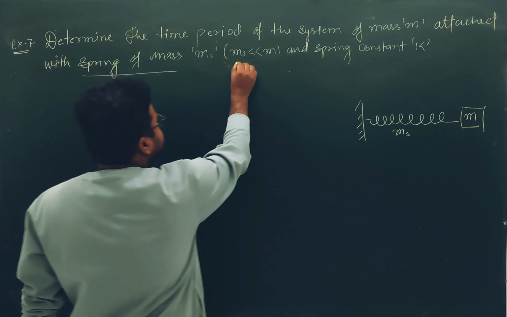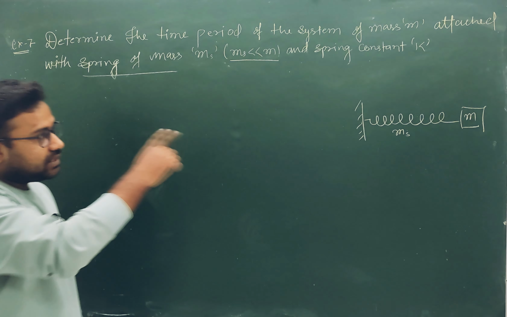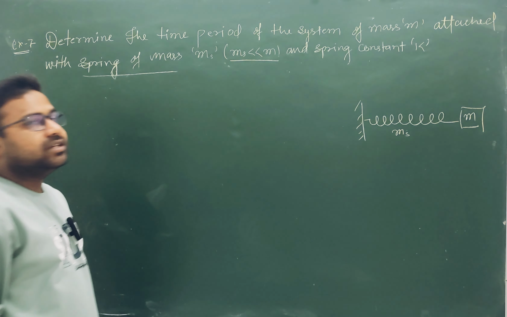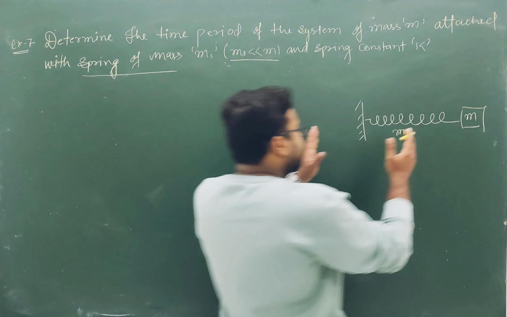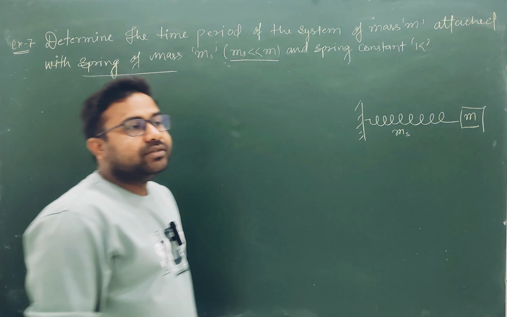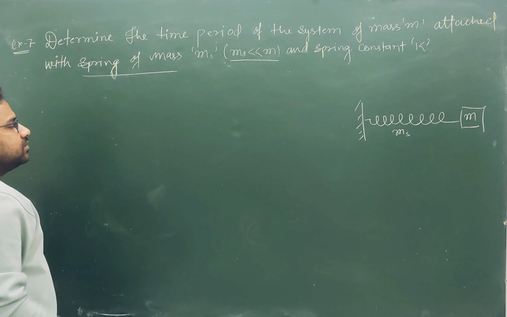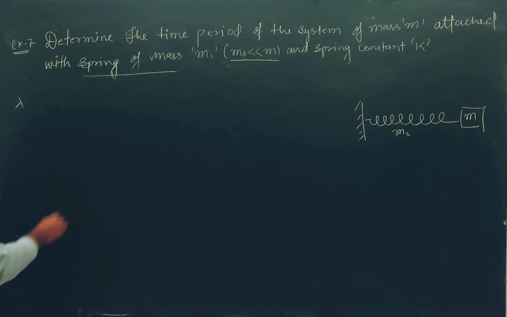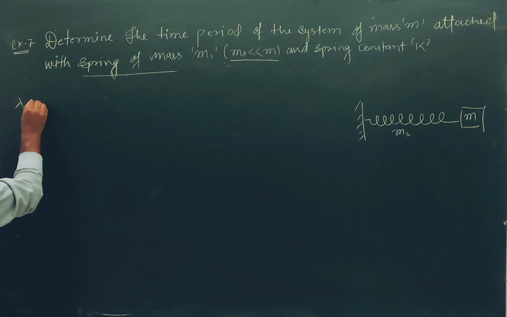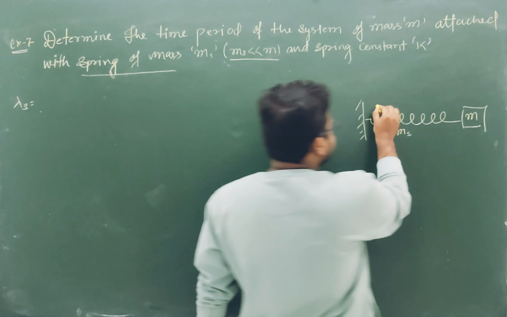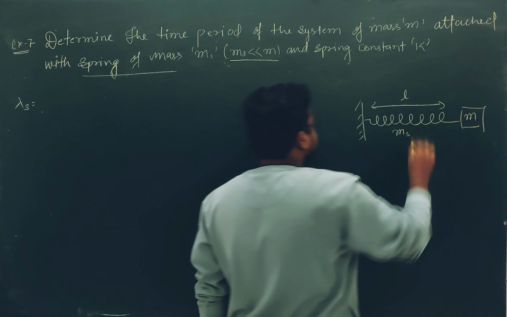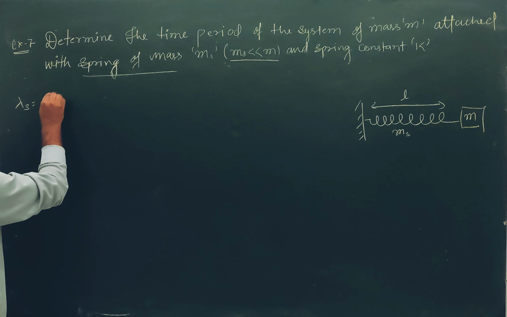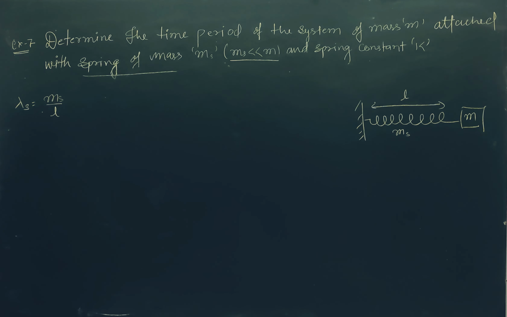One thing, students, look at this. Here the mass attached with the spring is very big as compared to the mass of the spring. It means this spring is going to expand uniformly. The first thing we are doing is calculating the mass per unit length of the spring. If we assume the length of the spring is L, then the mass per unit length of the spring is ms upon L.